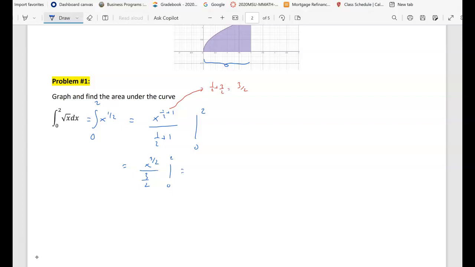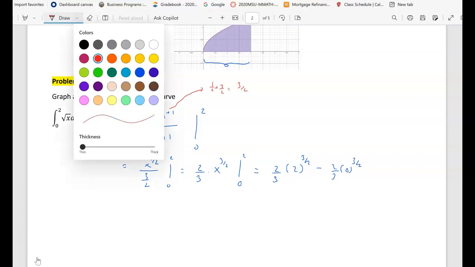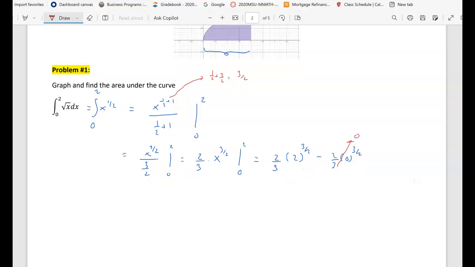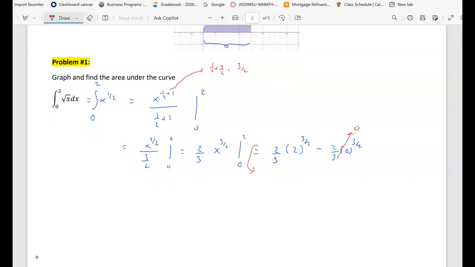Let me simplify it. So we're going to end up with 2/3 times x to the 3/2 evaluated from 0 to 2, which is going to give us 2/3 times 2 to the 3/2 minus 2/3 times 0 to the 3/2. The second portion cancels out, so the second portion is automatically 0. We're still left with the first portion, which is going to give us 2/3.